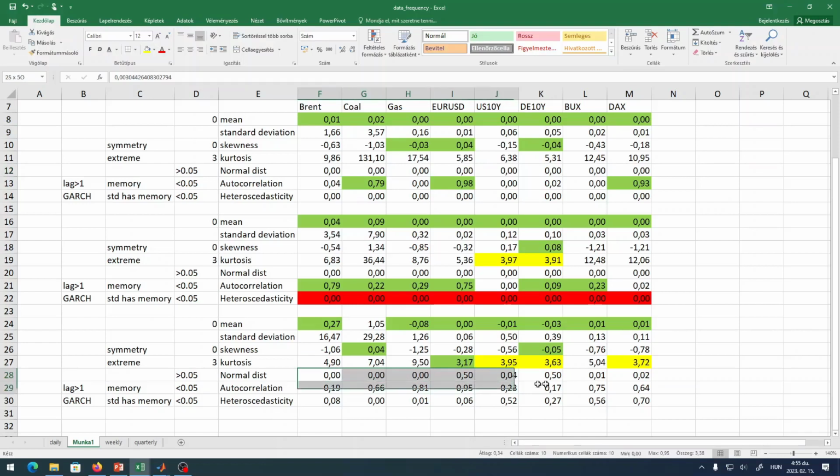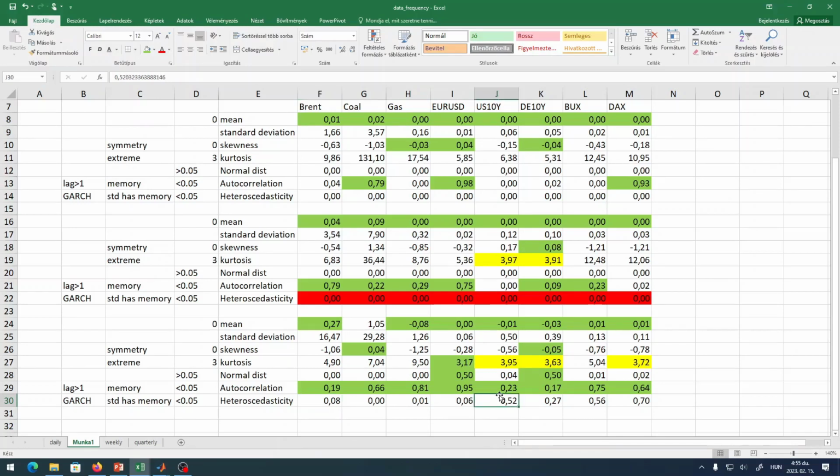And now we have a normal distribution. Wow. What else? Autocorrelation, we can see that we also eliminated this, so it doesn't have a memory anymore. Okay, we should remember the previous quarter of years, so it's quite obvious.